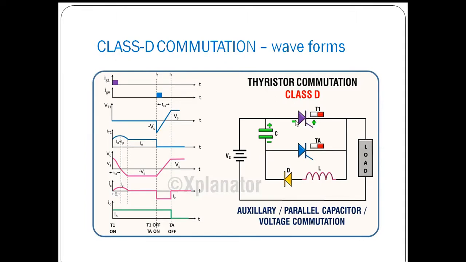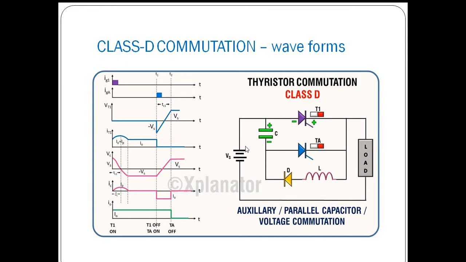This is the main thyristor we are using. So this is supply voltage. This is load. To turn off thyristor T1, we are using these auxiliary components in the circuit. This L and C will be connected across the main thyristor and another thyristor TA will be connected in the circuit.